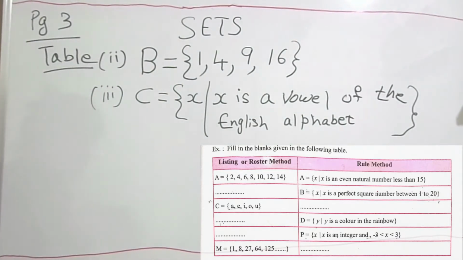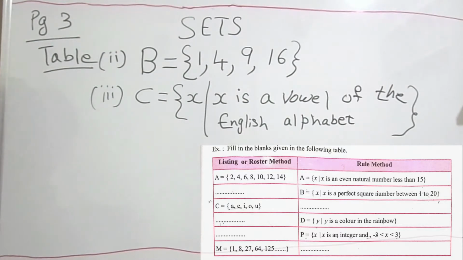The next one, D is equal to y, such that y is a color in the rainbow. Now, you know the colors of the rainbow. Which are the colors of the rainbow? You know the acronym, VIBGYOR. Violet, indigo, blue, green, yellow, orange, red. So you have to do that on your own as homework.